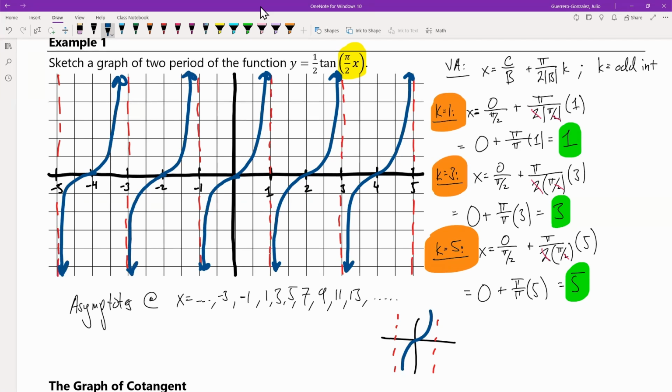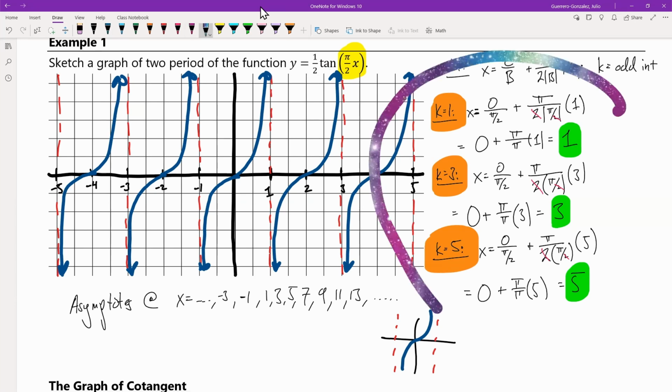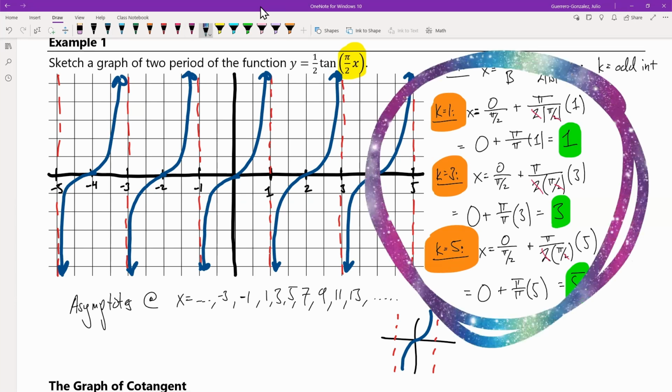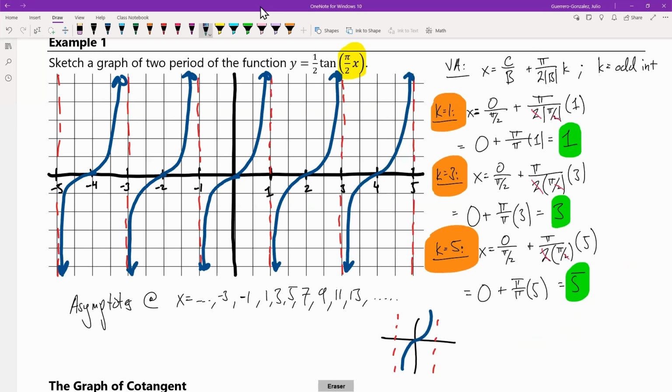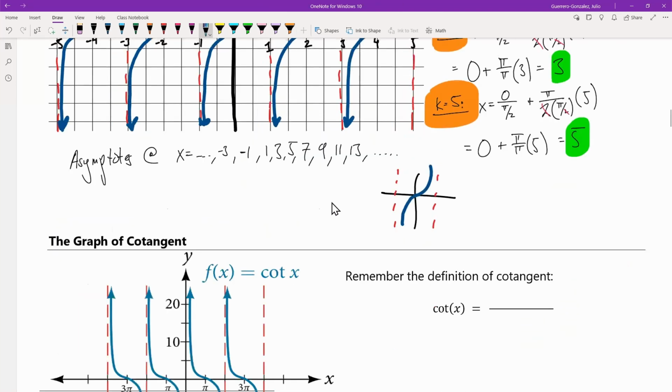Now, I want everyone to notice I'm not taking into account the 1/2. I'm not going to make a big deal about it. It's much more important that you be able to pick out the asymptotes and know the general behavior of tangent than to graph it nitpicky for the values that we have here. Okay, that simple, that easy. Moving on.